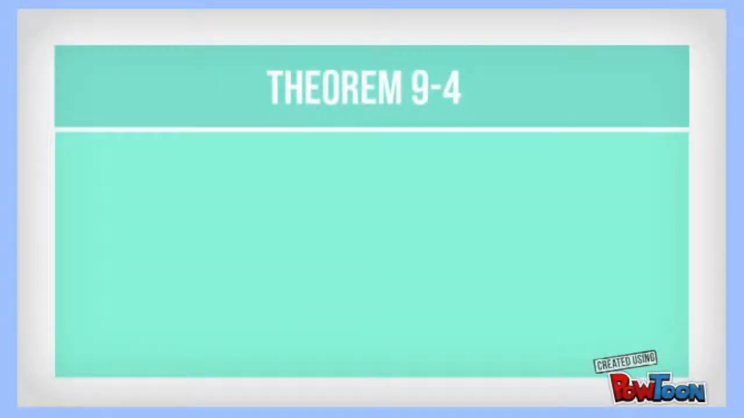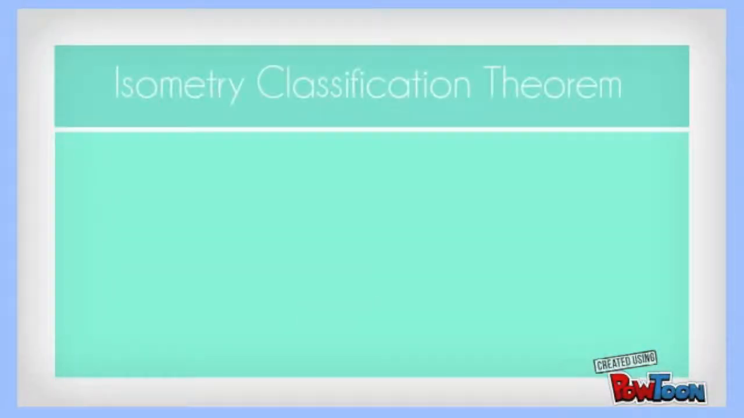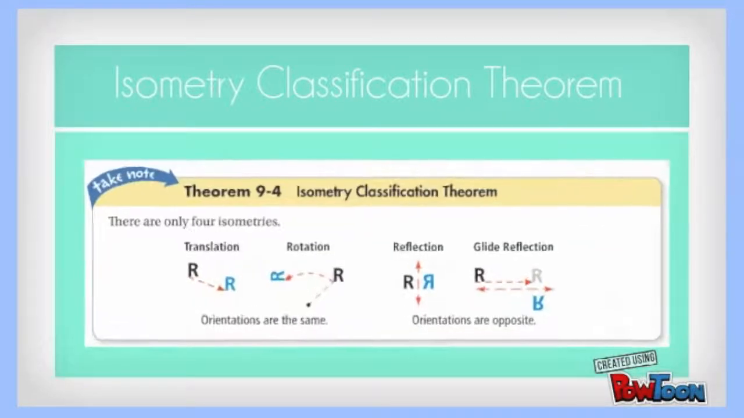For theorem 9-4, it's called the isometry classification theorem, and basically it says that there are only 4 isometries. The 4 isometries include translation, rotation, reflection, and glide reflection. As you can see, in translation and rotation, the orientations are the same. You can see the letter R is not being flipped over, but the letters are being moved according to either the rotation or the translation.